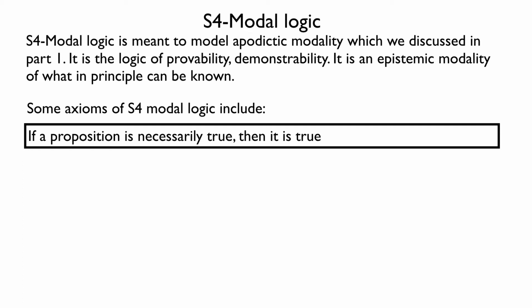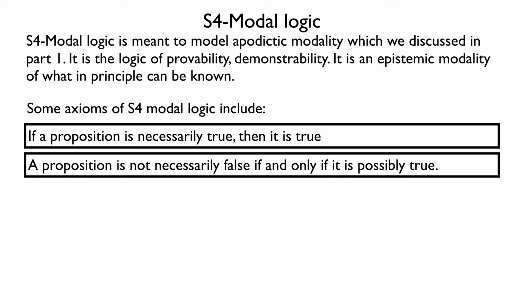It also makes sense in a logic for classical philosophical ideas about the nature of knowledge. Classically, philosophers have assumed that if we say someone knows such and such is true, then such and such is actually true. Another example is, a proposition is not necessarily false if and only if it is possibly true.